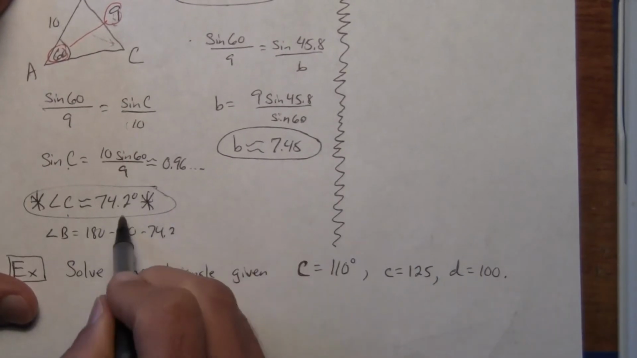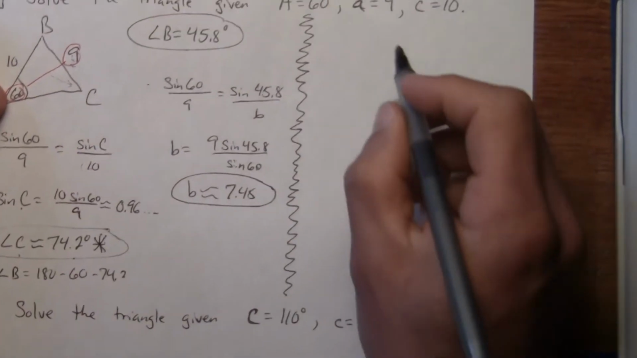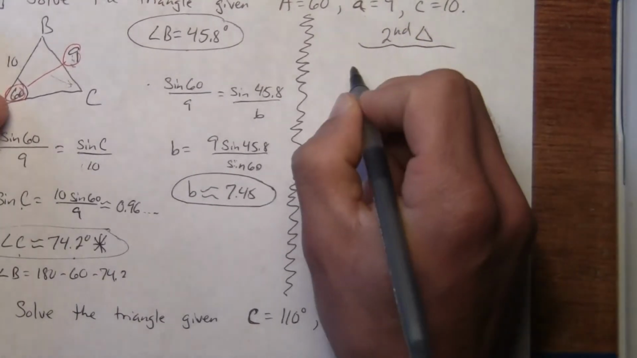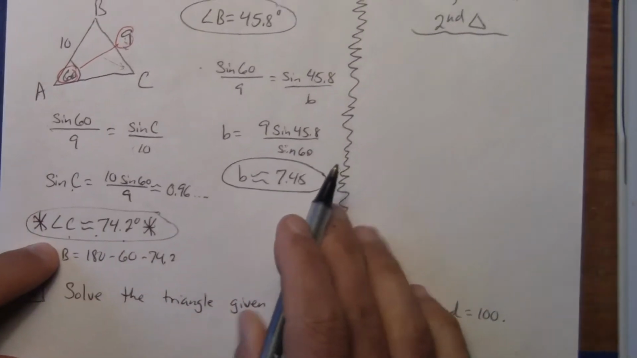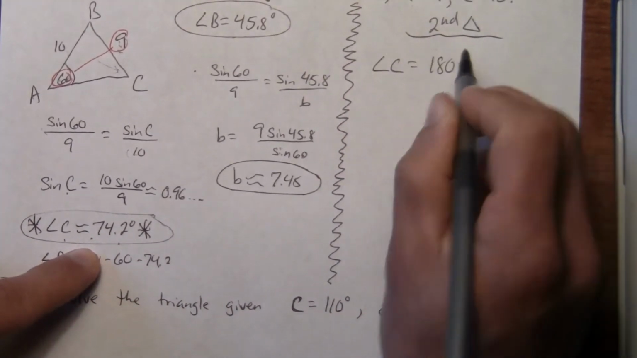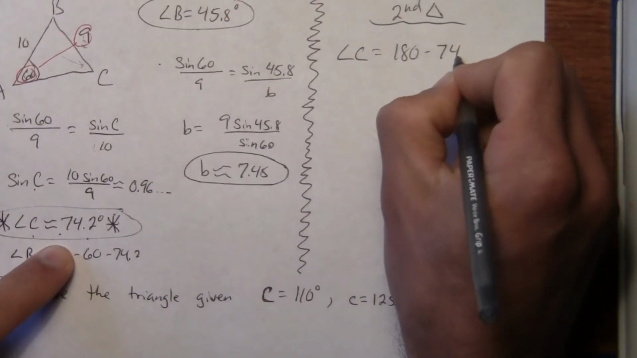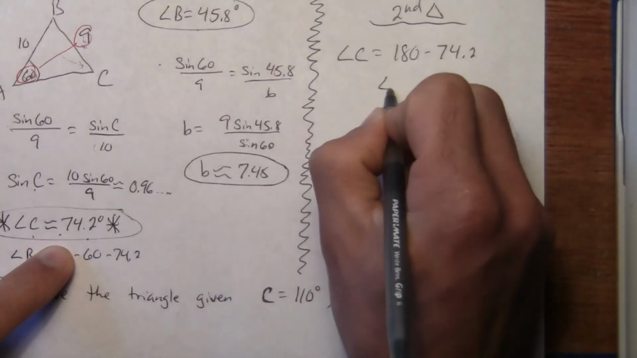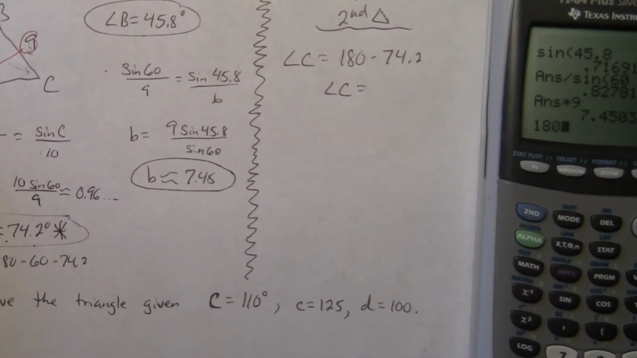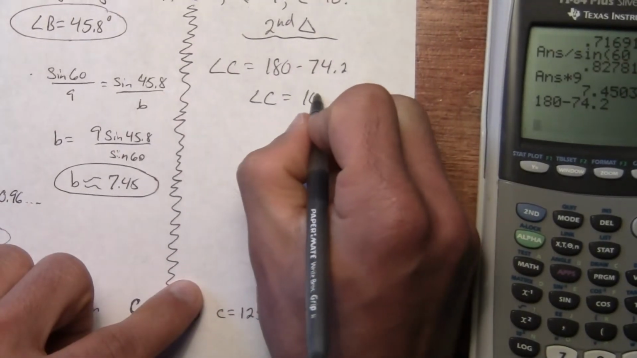The reason I starred this when we looked at that little diagram in class is because we said that if a second triangle is possible, angle C, whichever one you found first, which was angle C, in the second triangle will always be 180 minus angle C in the first triangle. So I'm going to say it's 180 minus 74.2, which if that's the case, angle C in the second triangle is going to be 105.8.